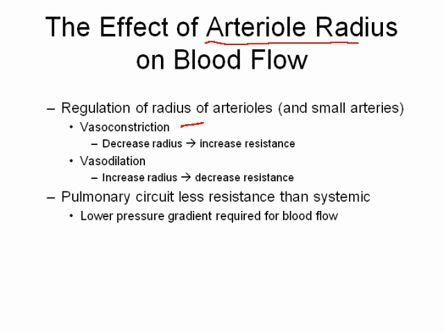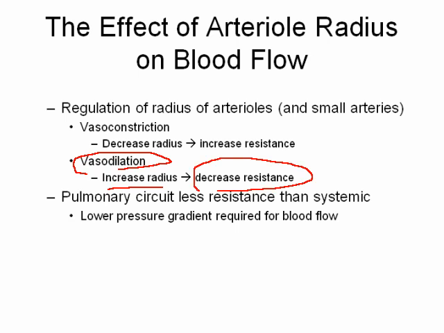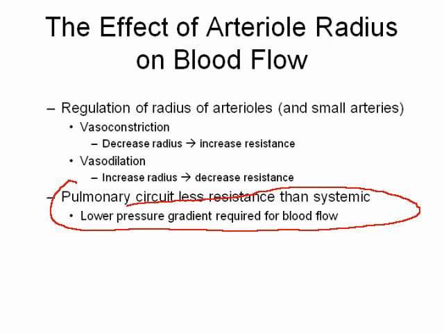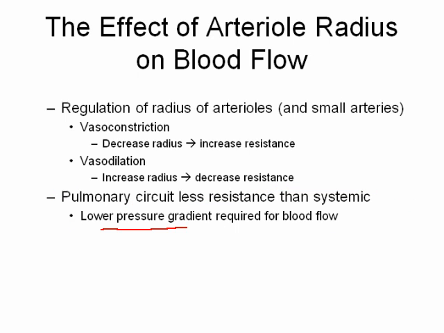So we have what we call vasoconstriction, where you decrease the radius, which is an increase in the resistance. So vasoconstriction is an increase in resistance, therefore an increase in blood pressure. Vasodilation is an increase in radius, therefore a decrease in resistance. So vasodilation is a decrease in resistance and a decrease in blood pressure. And as we said before, the pulmonary circuit has less resistance than the systemic. Therefore, there is a lower pressure gradient required to push blood through.